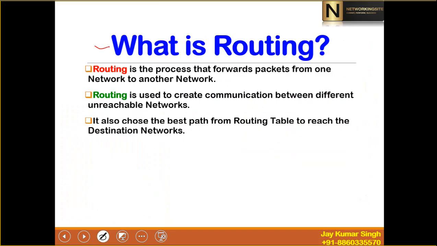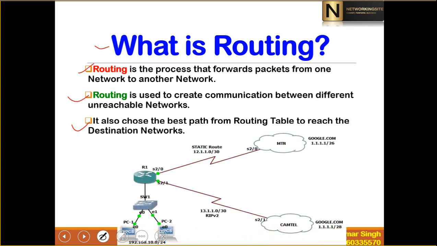So first of all, what is routing? This we already know, but we are just revising it. Routing is the process that forwards packets from one network to another network. The second thing: routing is used to create communication between different unreachable networks. Third, it also chooses the best path from the routing table to reach the destination. And this is our scenario.